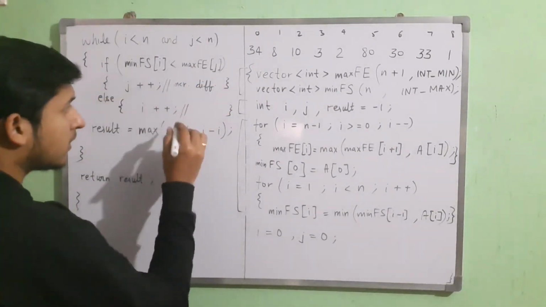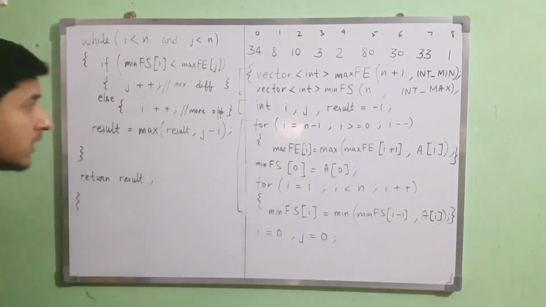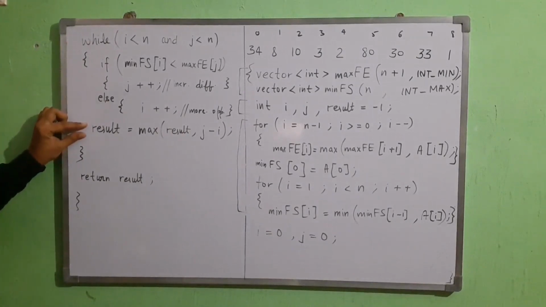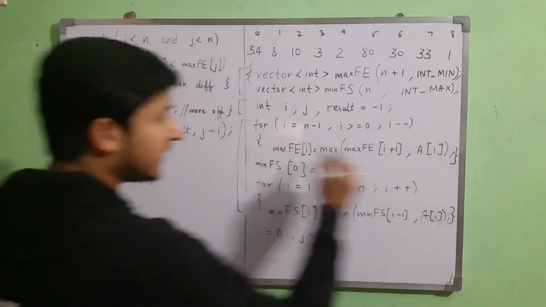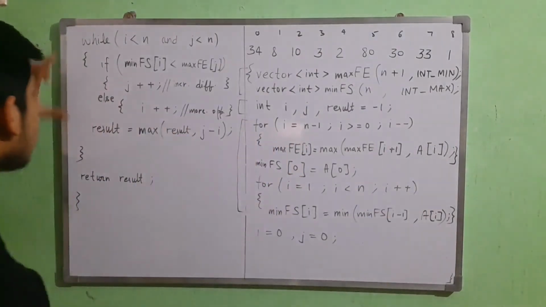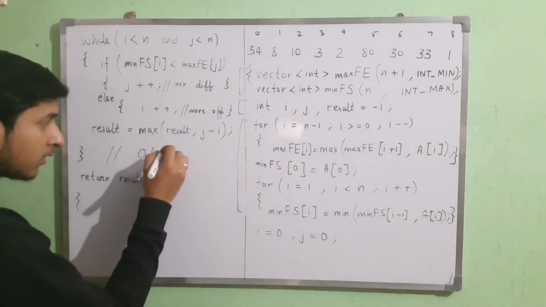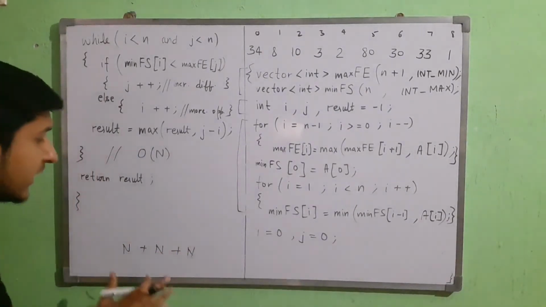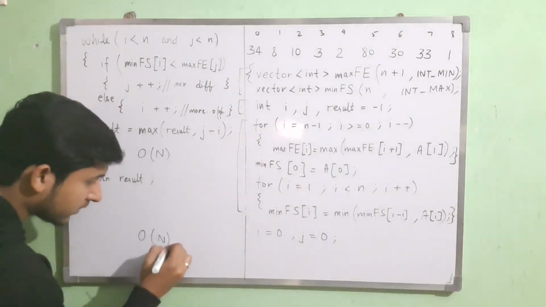Otherwise, we look for more opportunities, simple. So I am doing one of these two things and storing my result. After storing the result, I'll return my answer. Now this is of order n, this is also of order n, and this is also of order n. So I can write n plus n plus n, that is of 3n. So ultimately this algorithm is of order n only.